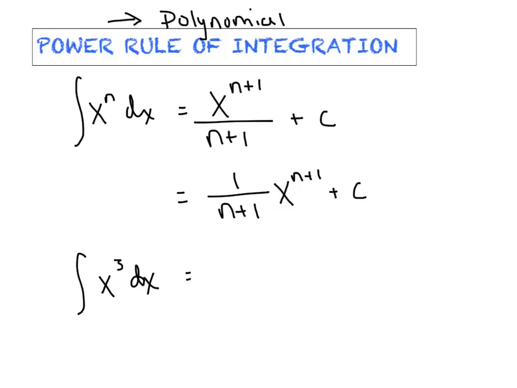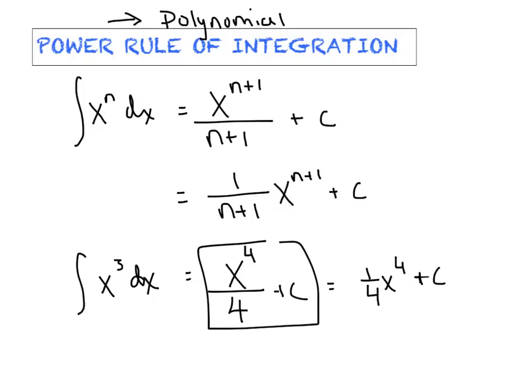But what I'm going to do is say I need to add 1 to the exponent, and I'm going to divide by the new exponent. And of course, you could rewrite that as 1/4 x to the fourth if you preferred that notation compared to the original one that I wrote right here.